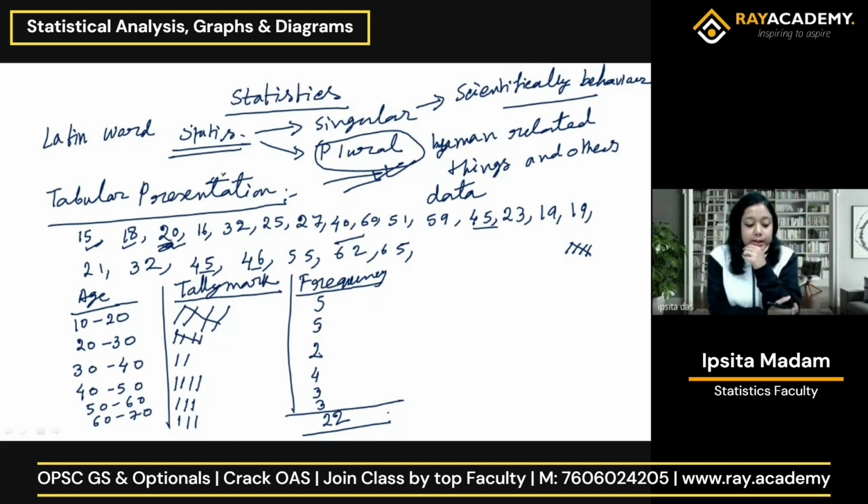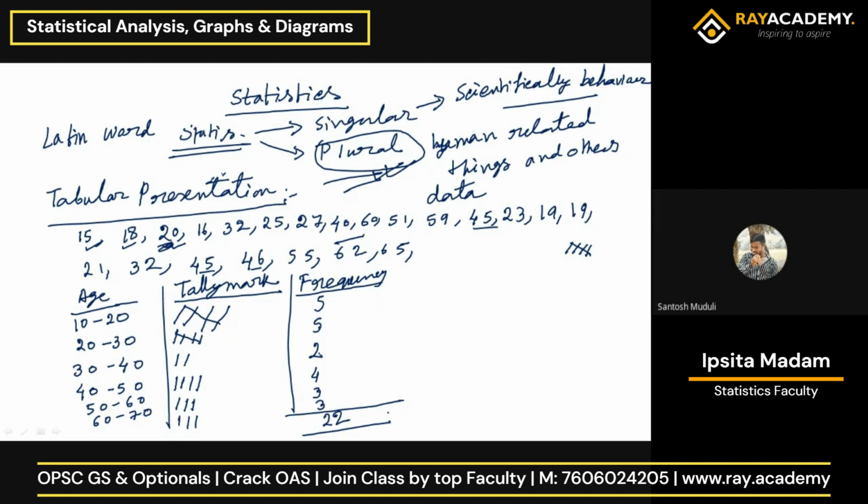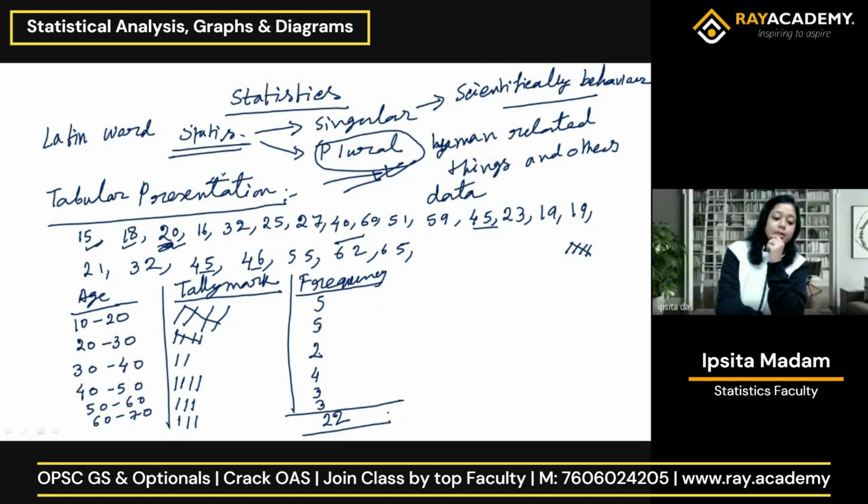So this is your tabular presentation. Okay, clearly understood, all of you? Yes, ma'am. So these 10 to 20, 20 to 30, 30 to 40, 40 to 50, 50 to 60 and also 60 to 70, we assume in our own method. There is no restriction for what the range is for this 10 to 20.